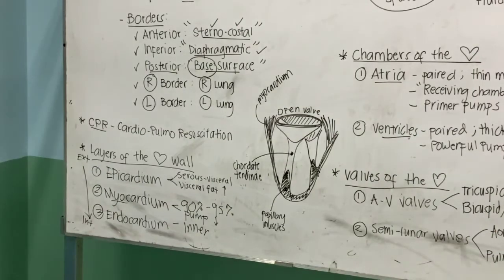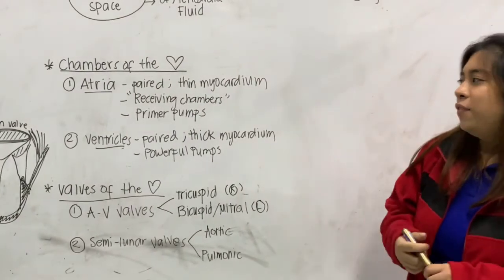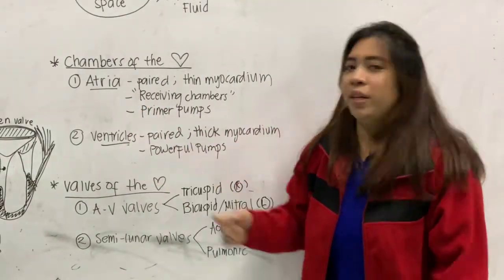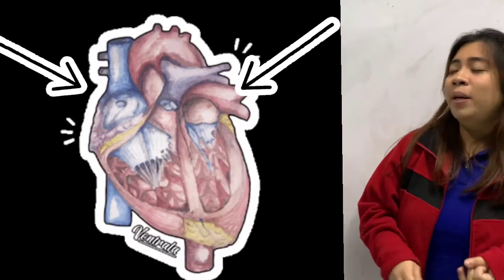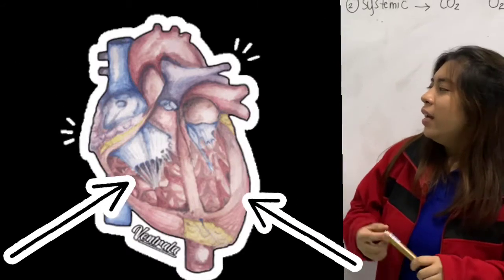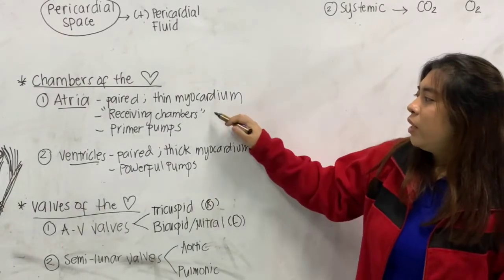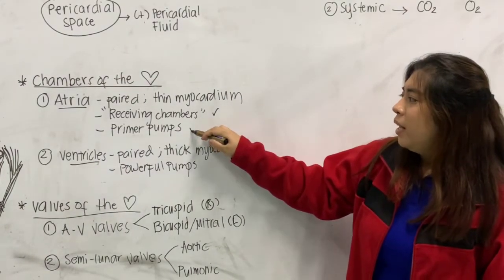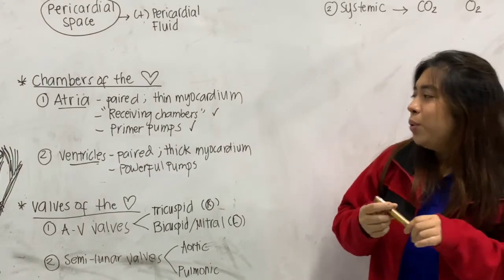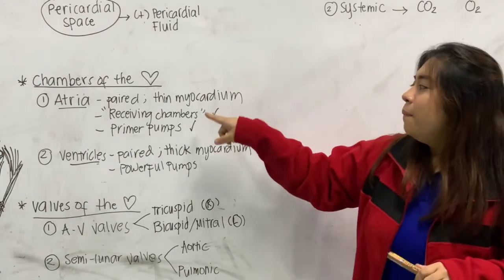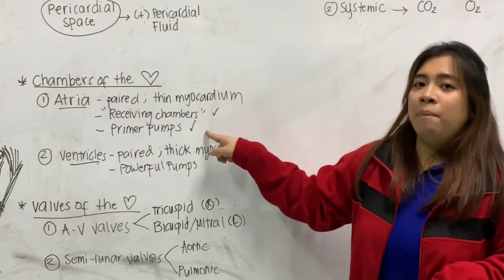For the chambers of the heart, we generally have two chambers, general classifications. You have your atria and your ventricles. Both of these are paired, meaning there are two atria and two ventricles. For the chambers of the heart, the atria are typically known as receiving chambers or primer pumps. Now let's discuss the process of blood flow through the heart. The atria are the first to receive blood, and they are also the first to pump blood.